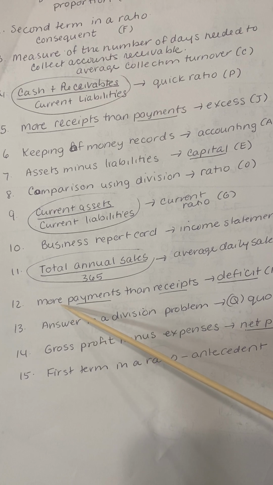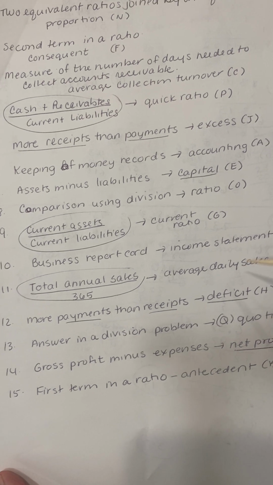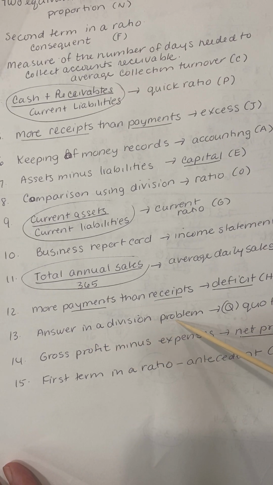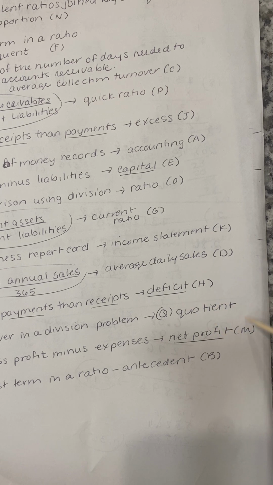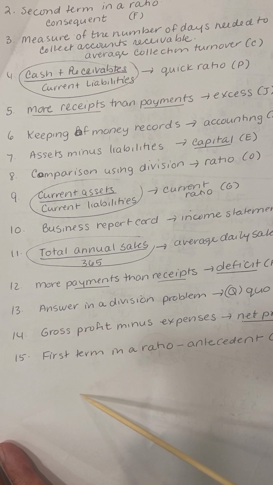So number 12, more payments than receipts. If you have a lot of payments and you don't have enough receipts coming in, you're going to have a deficit, which is H. The answer in a division problem is always the quotient, isn't it? Our answer in a division problem is always a quotient. Find the quotient means you divide it. That was number 13.